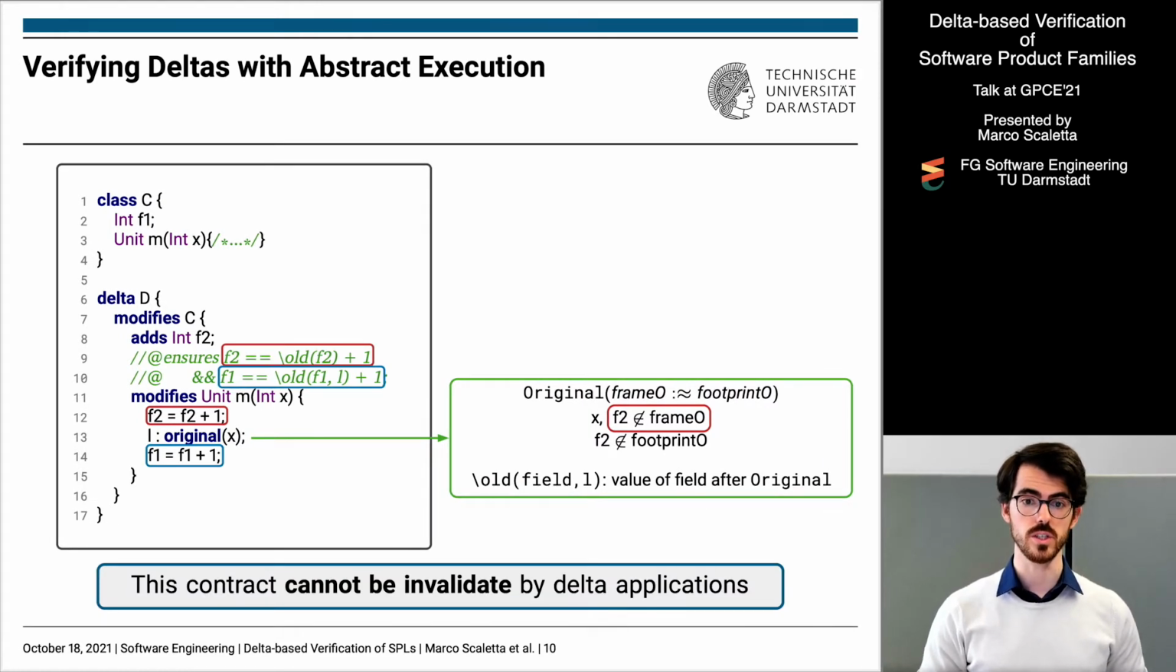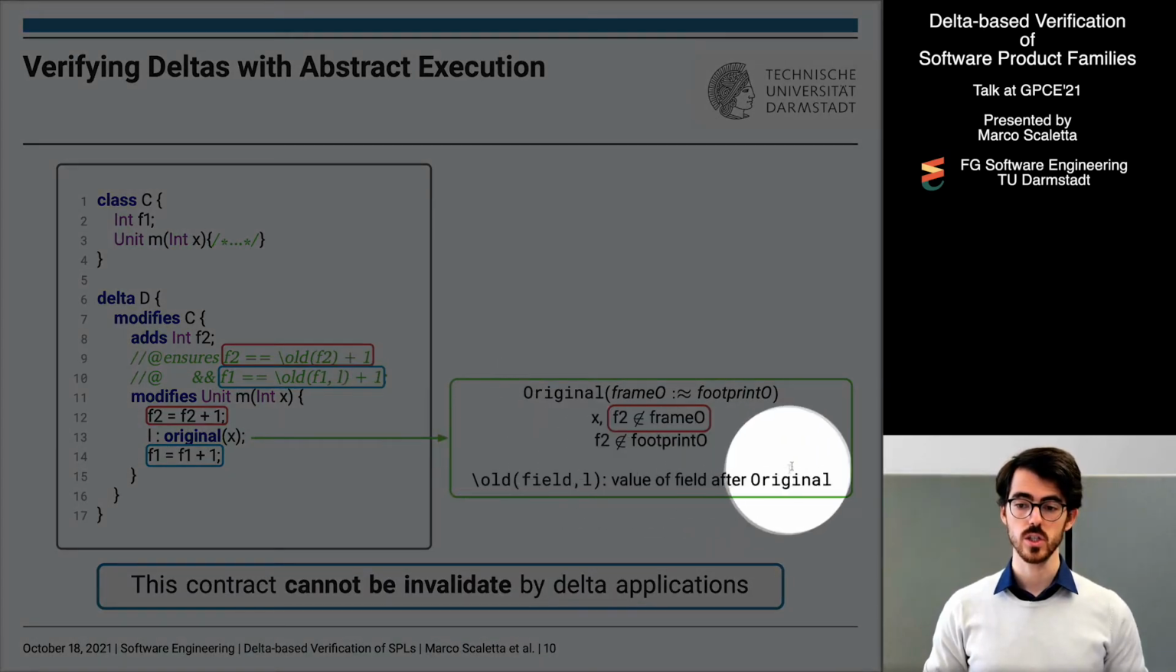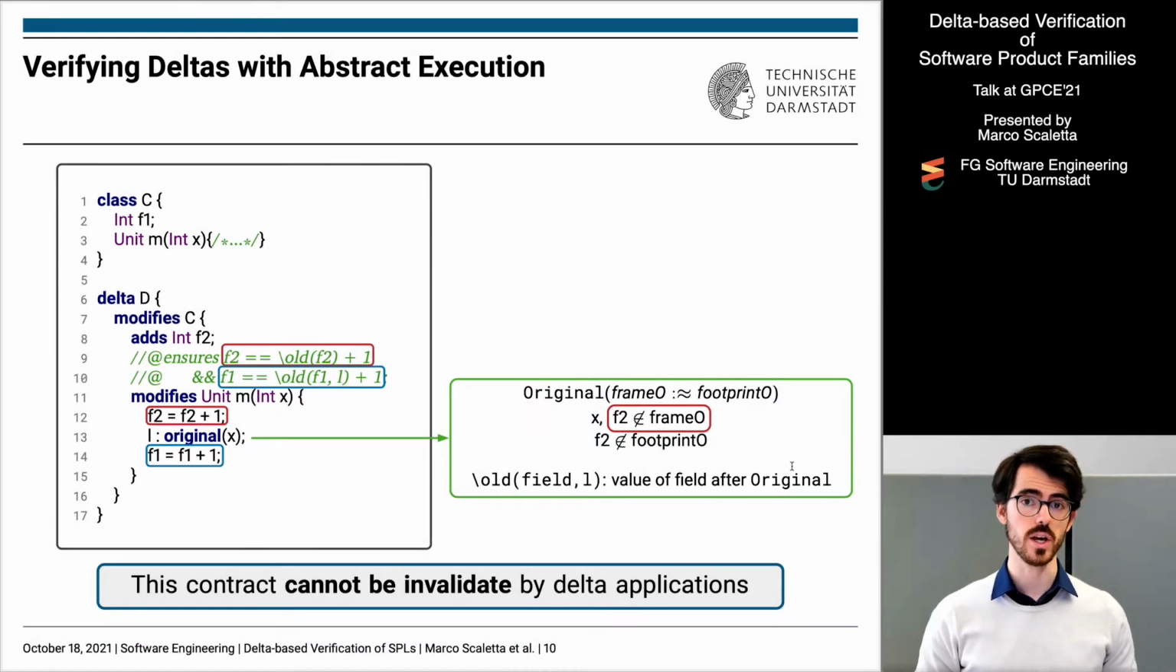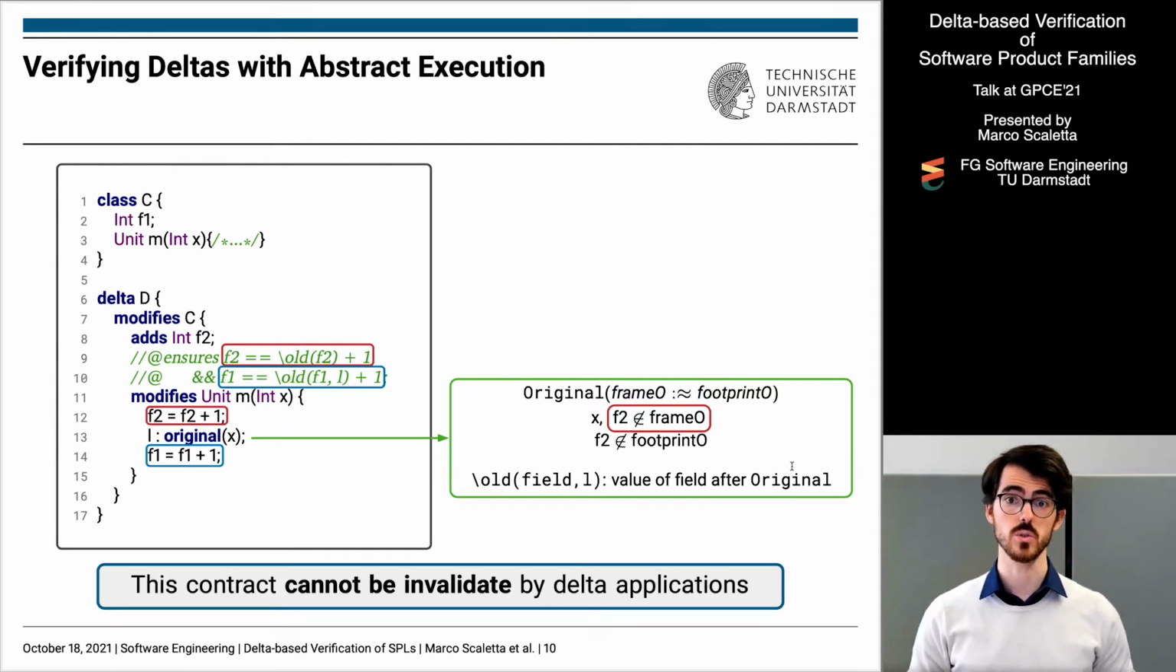The contract you see here can be verified with abstract execution, and we can use the keyword old field L in order to refer in an abstract way to the behavior of original regarding the value of a field.